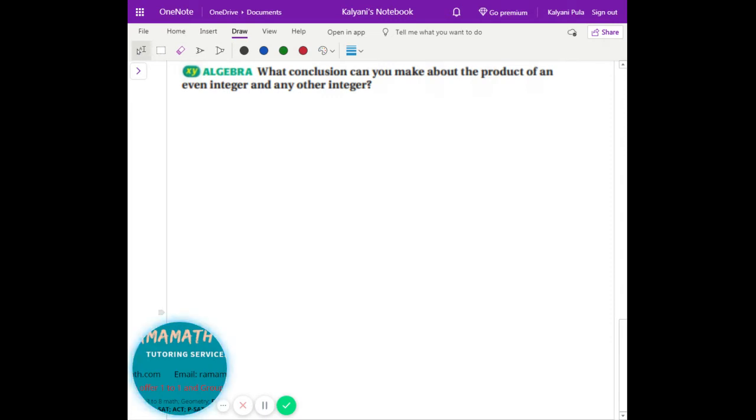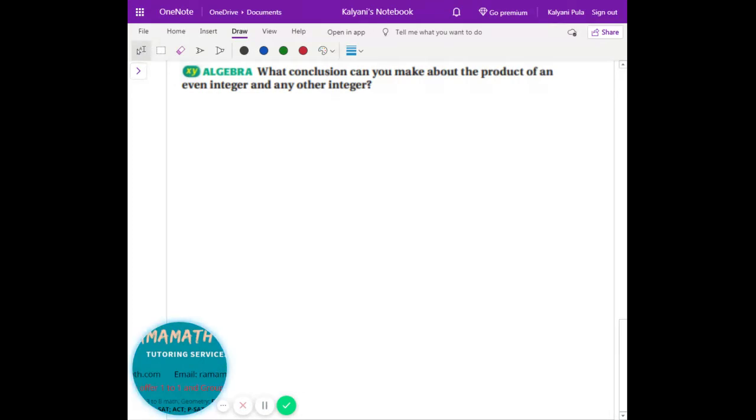What conclusion can you make about the product of an even integer and another integer? So what conclusions can we make about a product of an even integer and another integer? We're taking one even integer and the other one is a different integer. It could be even or odd. So what kind of conclusions can we draw out of this? Let's try it and we can check through this.